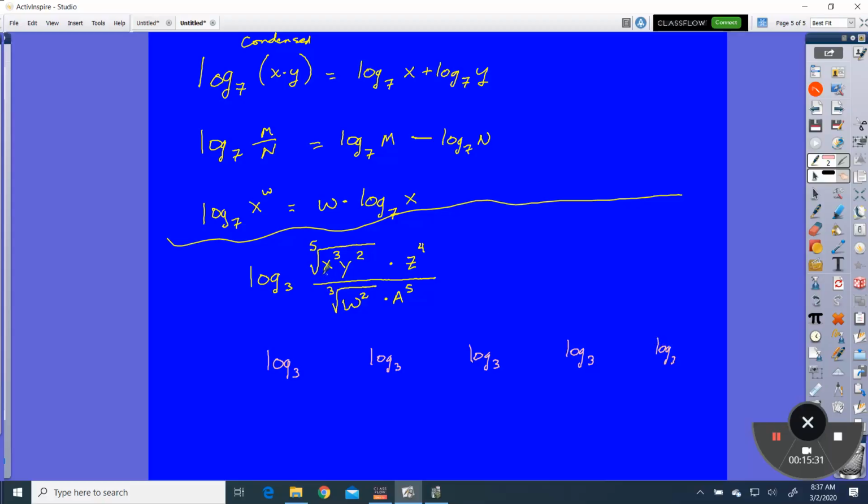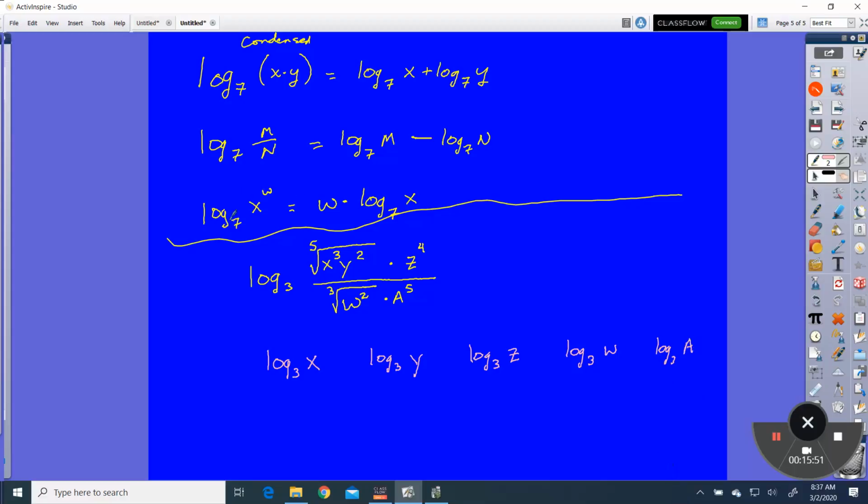What's my first variable? So I'm going to put an x with this one. What's my second variable? So I'm going to put a y here. What's my next variable? So I put a z here. What's my next variable? And my next variable? Okay, so I've taken care of all my variables.